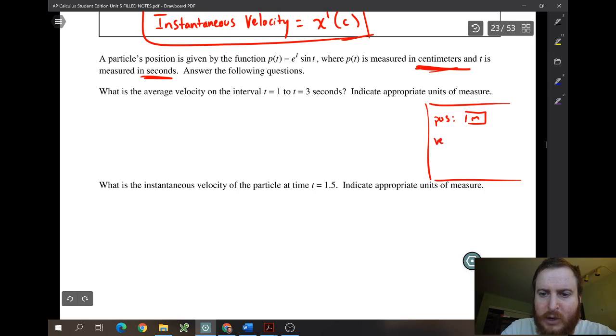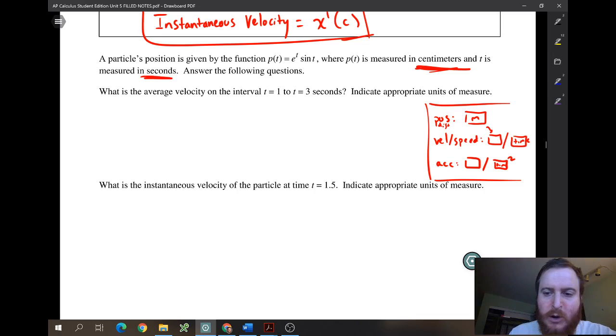Then for velocity and for speed, both of them, our units will be those same units per a unit of time. And I didn't mention distance, but distance also would have been the same as position. And then acceleration is going to be our same units per unit of time squared. So like meters per second squared, or feet per second squared, or miles per hour squared. Okay? So that's just a quick primer on the units.